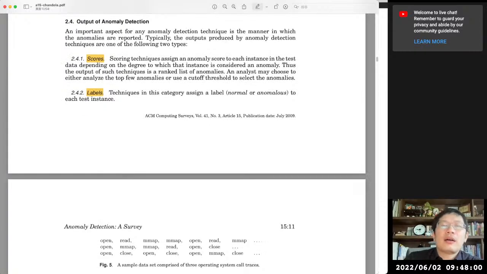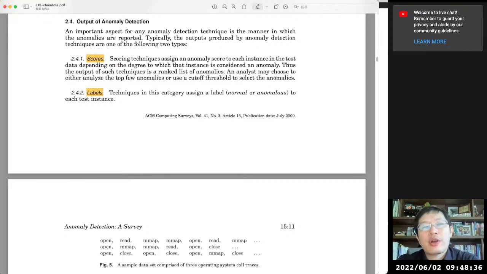And for anomaly detection, there are usually several different outputs. For example, scores. Given an event or a sequence or a data point, we can output a value between 0 and 1, and it specifies how malicious that instance is. If it is very malicious, we can output, for example, 1. If it is a normal data point, we can output 0.